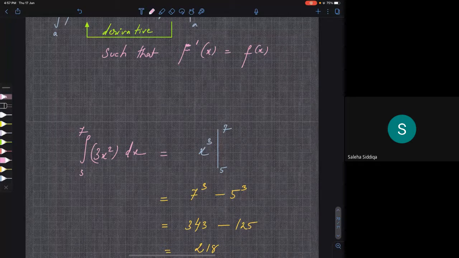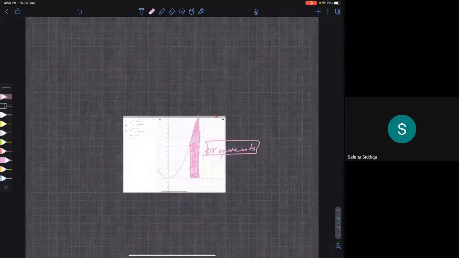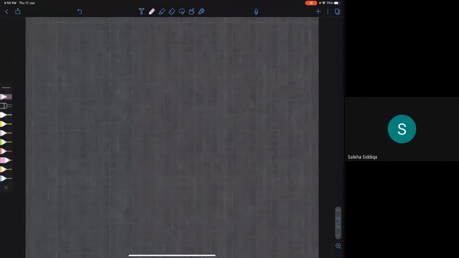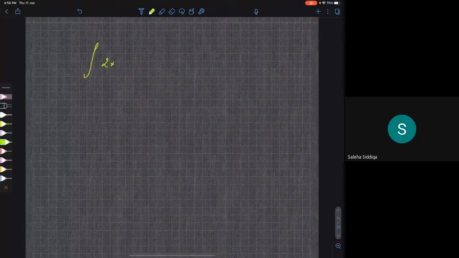If we write 2x instead of 3x square, what will it be? So if you want to write 2x, let me just do it. Tell me the limits. Your wish, you can take any limits. 4 to 8. Okay, 4 to 8 are the limits.